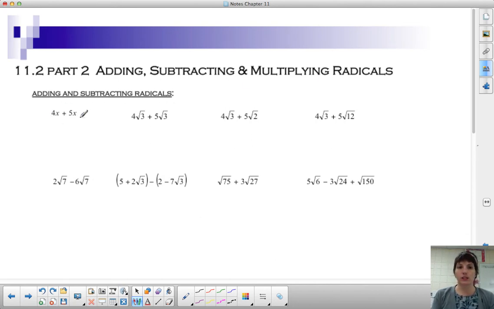I first want to call your attention to our adding and subtracting rules. And really, we're just going to be talking about combining like terms. So if I had 4x plus 5x, I don't think any of you would question the fact that the answer is in fact 9x, because you just add them up. The cool part is that radicals, once they're simplified, are just variables. So I'll say it one more time: radicals, once simplified, are just like variables.